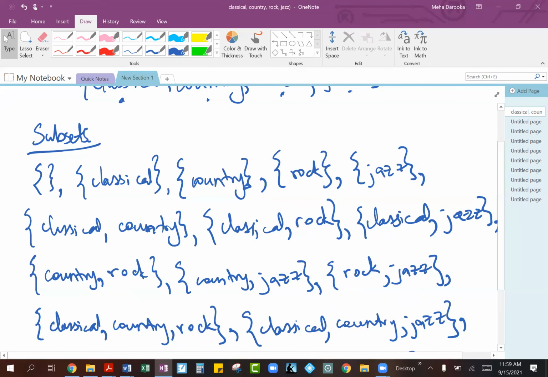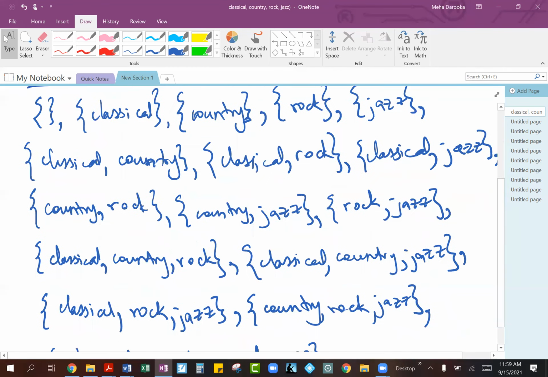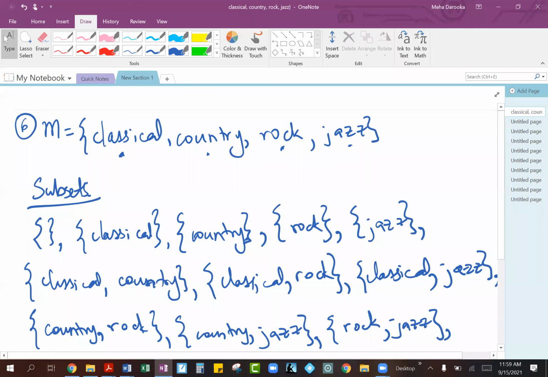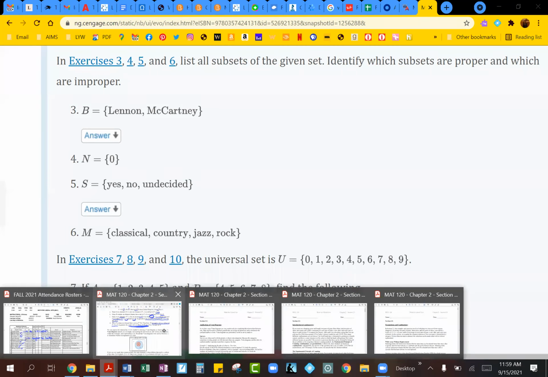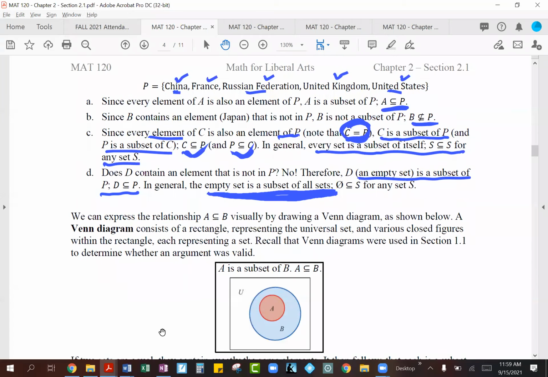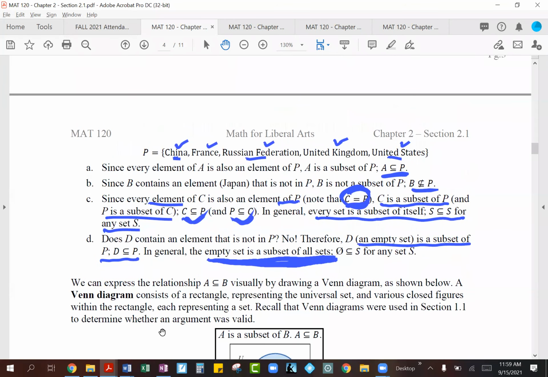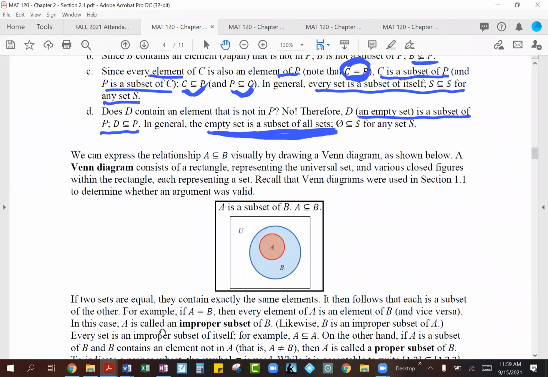1, 2, 3, 4, 5, 6, 7, 8, 9, 10, 11, 12, 13, 14, 15, 16 different subsets. So that's just out of 4 elements. So just think about some of these elements that have, like voters in the city of Detroit, how large those groups can be. So that is something to keep in mind as you go through these examples of coming up with your subsets.